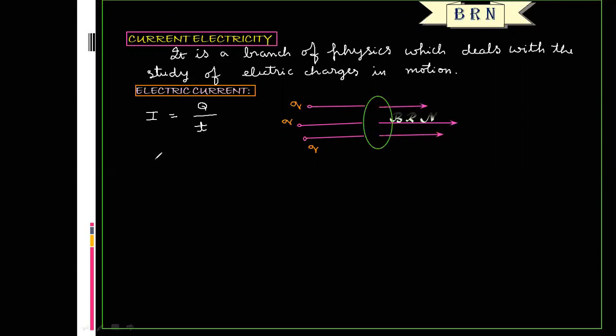Actually, the charge is quantized. That means Q is an integral multiple of a basic charge. What do you mean by charge is quantized? It means an integral multiple of the basic charge. Basic charge means the charge of an electron, right? So Q is n e, and I is equal to n e divided by T. This is another mathematical expression for electric current.